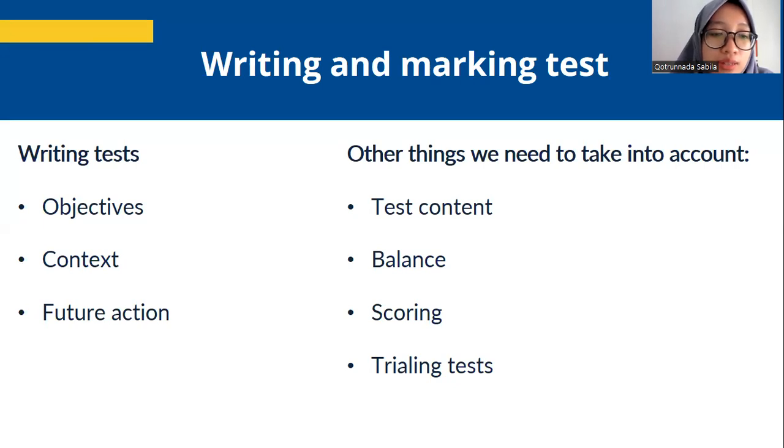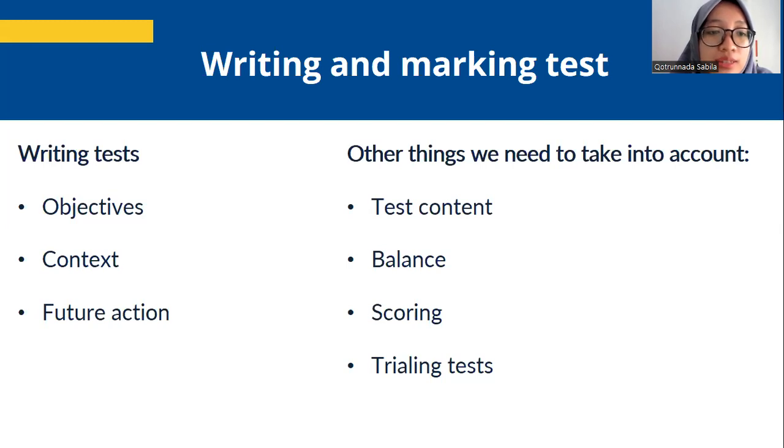There is test content. We have to list what we want to include in our test, and then balance. If we are to include direct and indirect test items, we have to make a decision about how many of each we should put in our test. And then scoring. However well we have balanced the elements in our test, our perception of our students' success or failure will depend on how many marks are given to each section of the test.